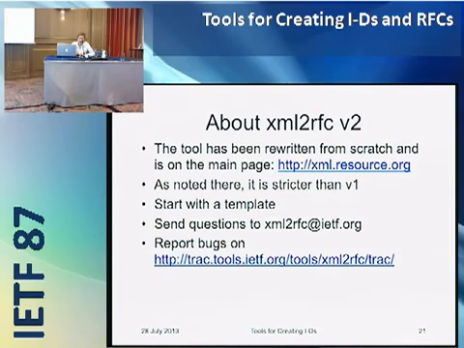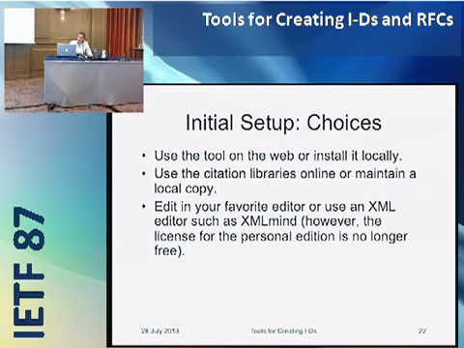For v2, there is a tracker for bugs that are in v2. I'd encourage you to send your question first to the list before actually deciding that it's a bug. So you have choices when you use XML.rfc. Are you going to use it on the web or install it locally? Are you going to use the citation libraries that are available online, or do you want to have your own copy of the citation library?